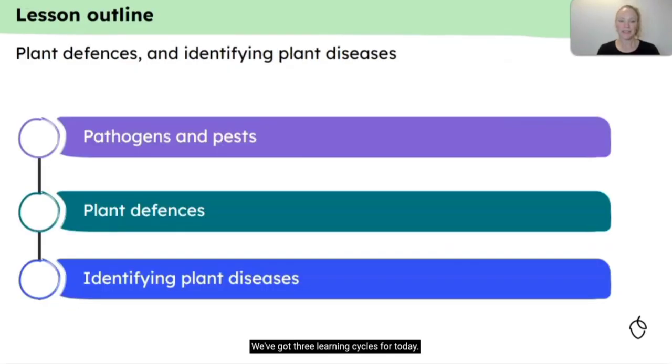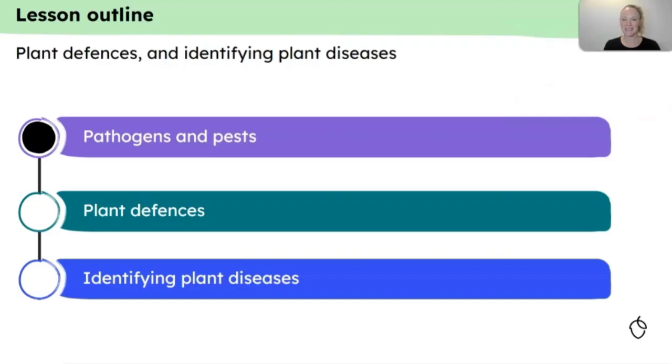We've got 3 learning cycles for today. We've got pathogens and pests, plant defences and identifying plant diseases. Of course, we will start with pathogens and pests.